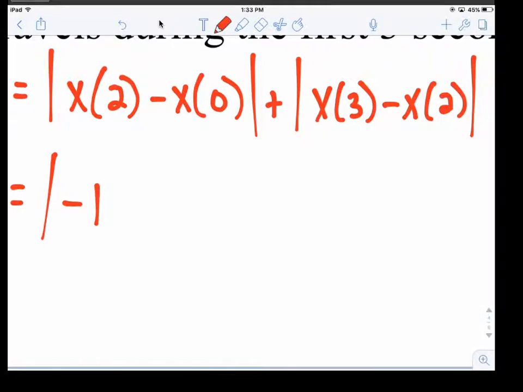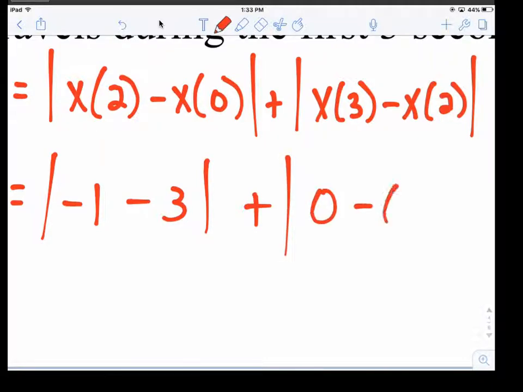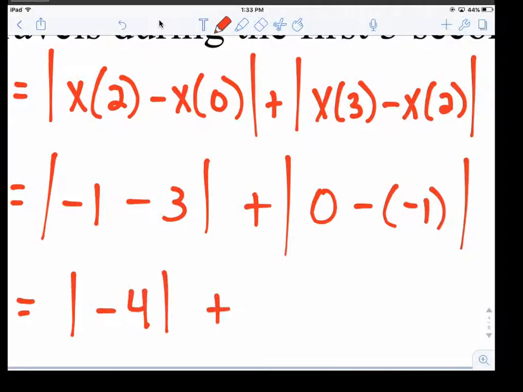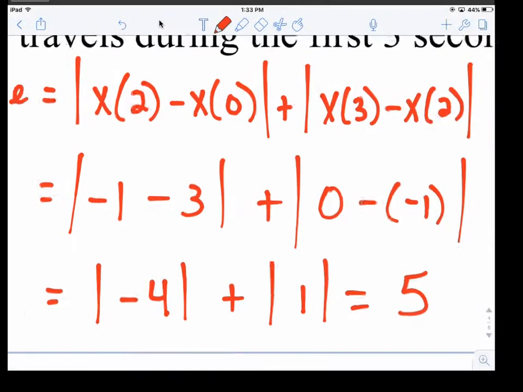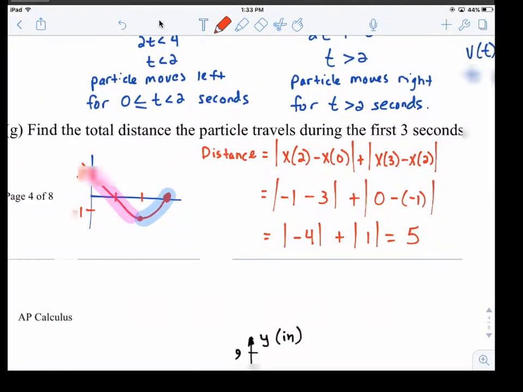So x of 2 was -1 minus 3, plus x of 3 was 0 minus -1. I get the absolute value of -4 plus the absolute value of 1, which is 5. So it traveled 5 feet in 3 seconds.